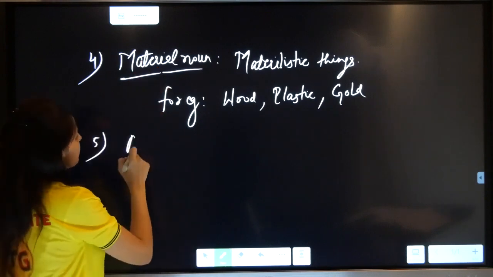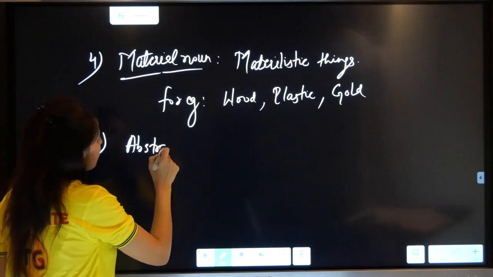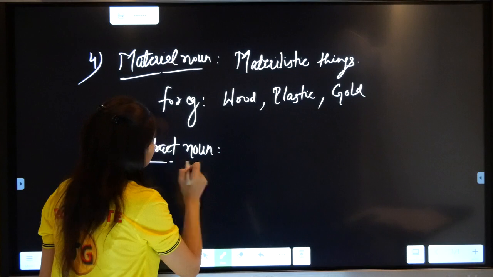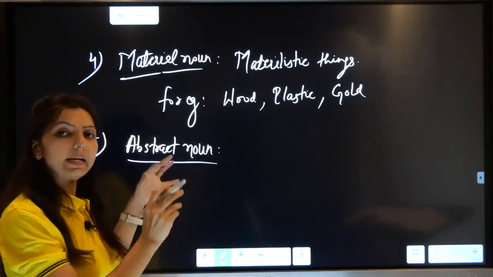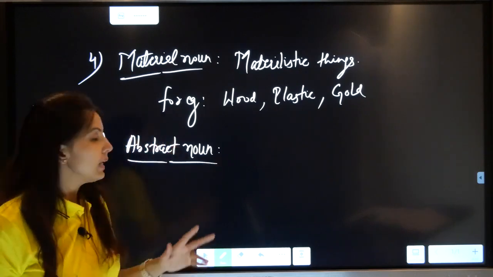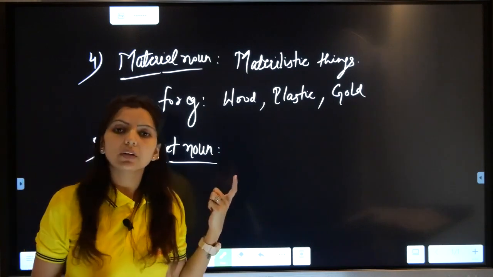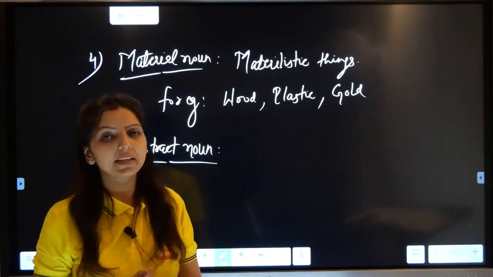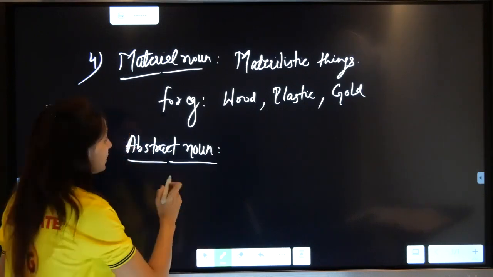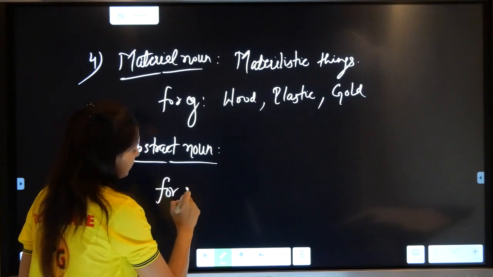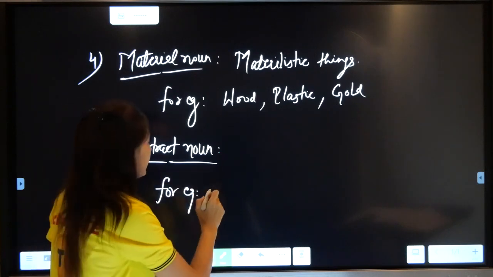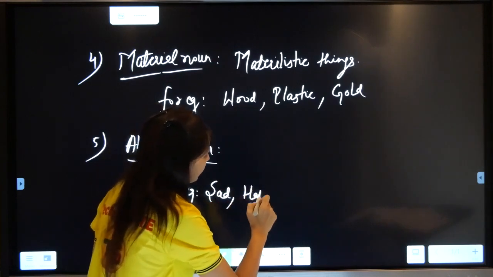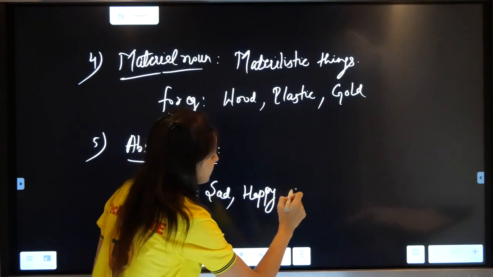Last one is abstract noun. Last type of your noun is abstract noun. Which type of words are categorized under this particular type? Abstract noun will have all those words which we can feel but we cannot touch physically. Let's make it more clear through one example. For example, if I say sad, I say happy, I say sorrow.